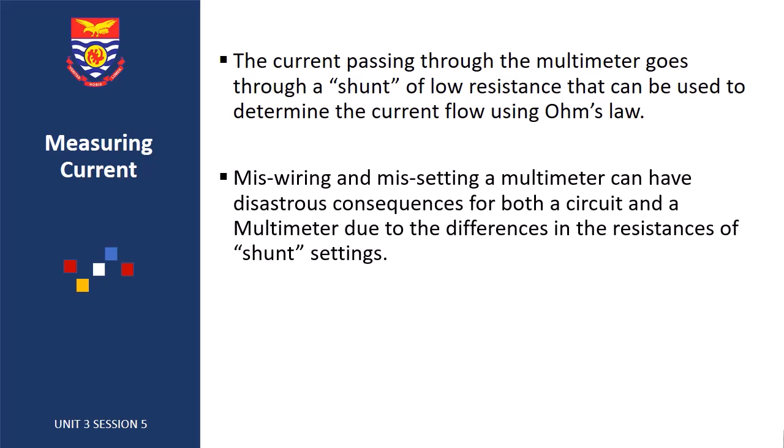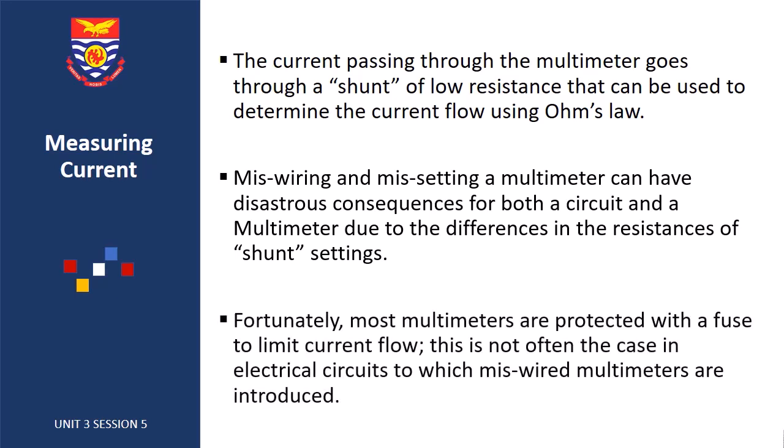But fortunately for us, most multimeters are protected with a fuse to limit the current flow. But this is not often the case in electrical circuits to which miswired multimeters are introduced. For that reason, anytime we want to use the multimeter to measure voltage or current, we must ensure that it has been wired with the appropriate connection. That is, if we want to take a current measurement, it must be in series with the circuit, and if it is for voltage, it must be in parallel to the circuit component we want to measure the voltage drop across.